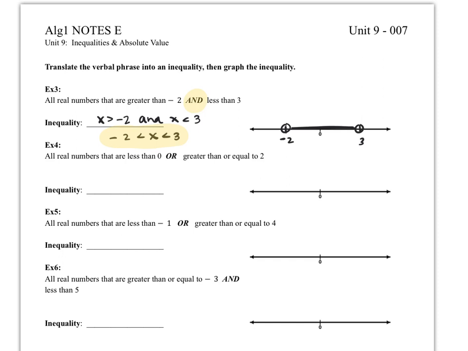So this says all real numbers that are less than 0. So x is less than 0, or x is greater than or equal to 2.